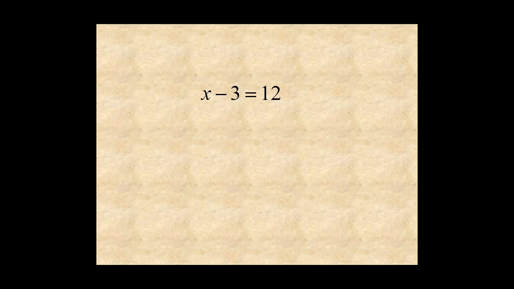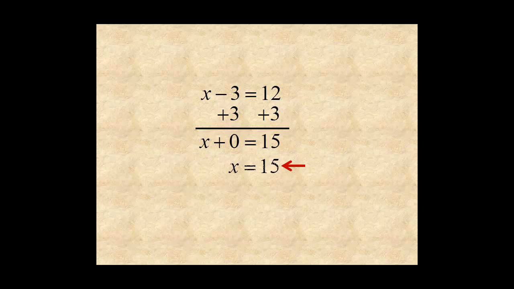Here's another example of using the properties of equality. In this case, you would add 3 to both sides of the equation. On the left side of the equation, negative 3 plus 3 is 0, and on the right, 12 plus 3 is 15. Then, since x plus 0 is equal to x, you have x equal 15, the solution to the equation. Remember to always check the solution.